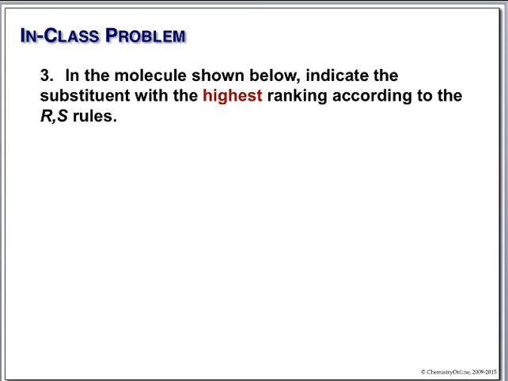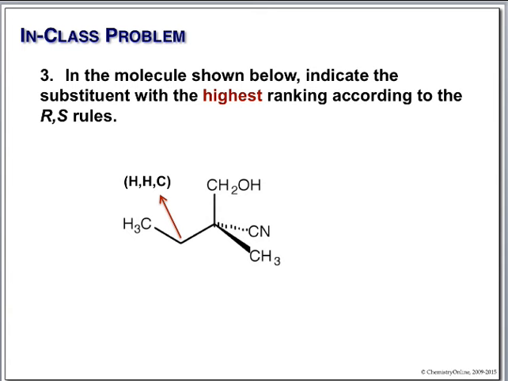All right, this guy. We have two hydrogens and a carbon. This guy, we have two hydrogens and an oxygen. This is a nitrile, isn't it? Remember nitriles? That's one of our functional groups. That's a carbon-nitrogen triple bond. That means that this is three nitrogens.